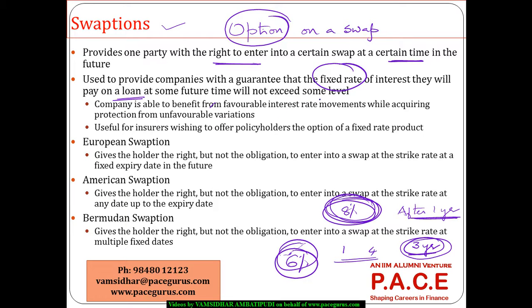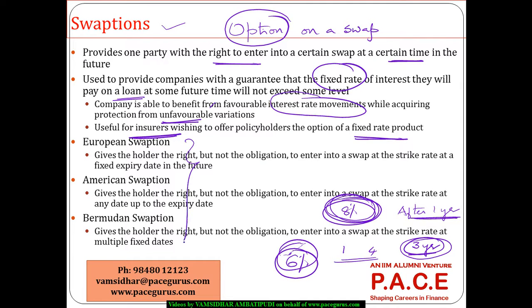So the company will be able to take advantage of interest rate movements that are going in favor of the company. Whereas if the interest rate movements are happening in the opposite, unfavorable direction, it can very well back out from the contract because there is an option behavior in that particular contract. So the insurers can very well use this, especially if they are planning to offer a fixed rate product to a particular policy holder.